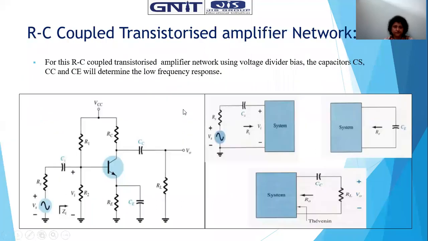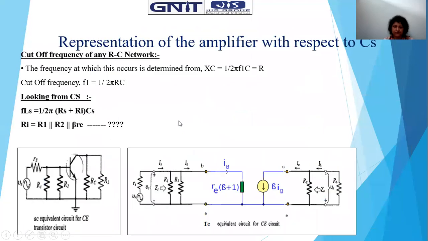So what is the network we found? Here VS is in series with RS, then parallel with R1, then parallel with R2, then beta R, where IB is the current flow. Similarly, at the output we have beta IB, because from the RE model the transistor acts as a current controlled current source. Can you recall a current controlled current source?